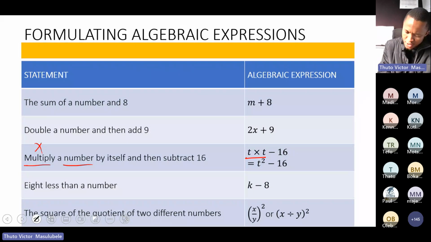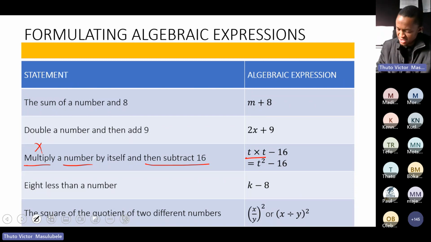And then what must happen? We have to subtract 16 from that number being multiplied by itself. So in other words, it will be t multiplied by t, or any letter of the alphabet, minus 16. And t multiplied by t: from the laws of exponents, grade 8, you will know that when multiplying powers that have the same base, you keep your base and you add the exponents. That is why we have t squared minus 16. Where the exponent of 2 comes from: we kept the base and we added the exponents because we are multiplying powers that have the same base.